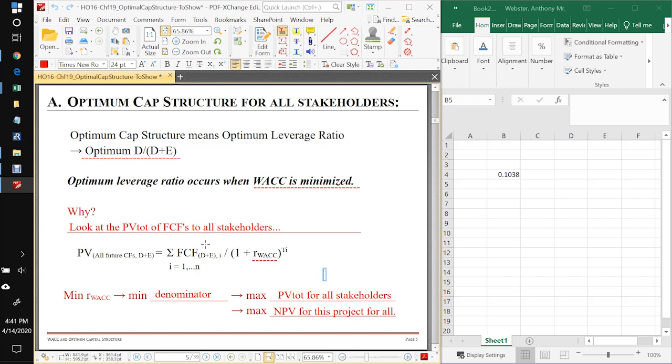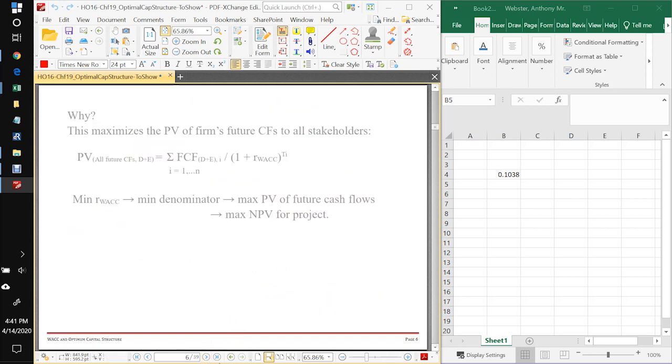The free cash flows that we estimate from the firm are going to be what they're going to be, based on our assumptions of growth in sales, how much we can cut costs, all that sort of jazz. But the weighted average cost of capital is a function, as we know, of how much leverage the firm has. So minimizing this is going to give us the optimum leverage, the optimum capital structure.